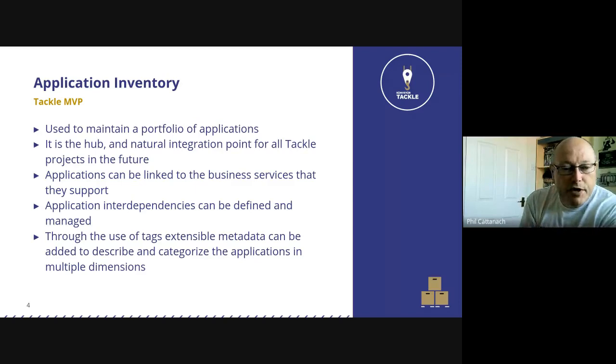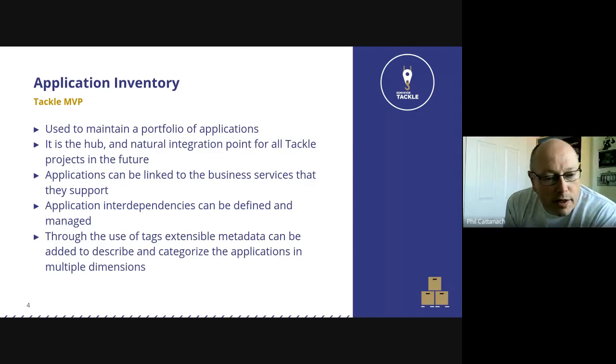So there's some predefined metadata that we encourage users to link applications to, such as the business services that they support. And this is just one of the control entities that I'll touch on in a little bit. It's important that you can define the inter-application interdependencies, so northbound and southbound dependencies and what their relationships are.